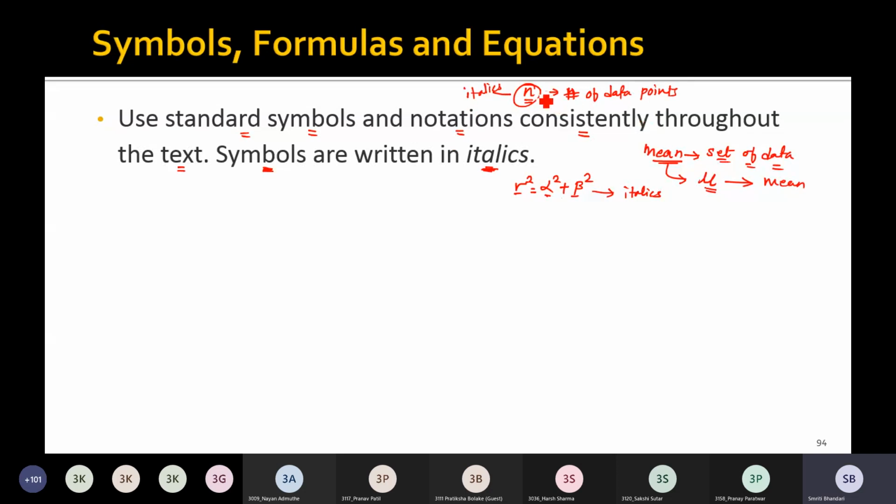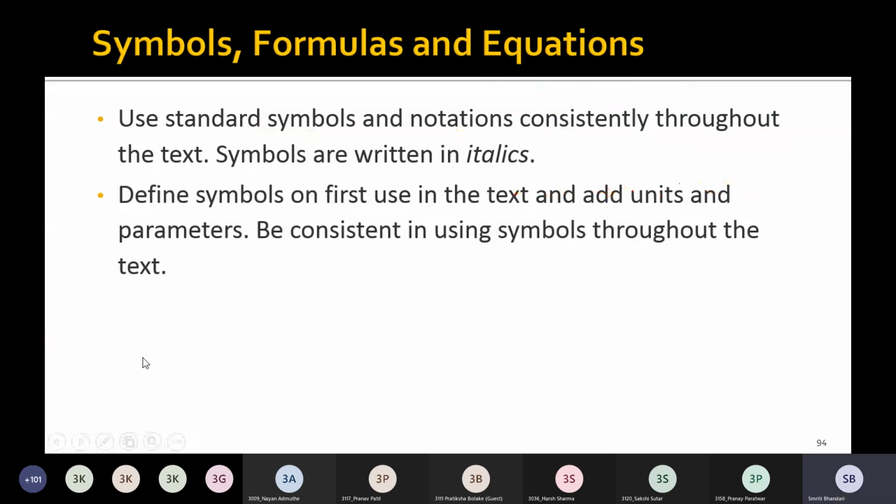And wherever you are referring to the number of data points, you should refer to the same symbol. With the next point, define the symbols on first use in the text and add units and parameters if required. And be consistent in using these symbols throughout the text. So wherever you are using the symbol for the very first time, define that particular symbol. What does this mean?